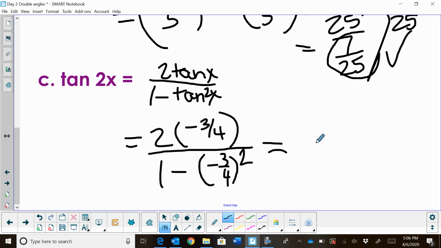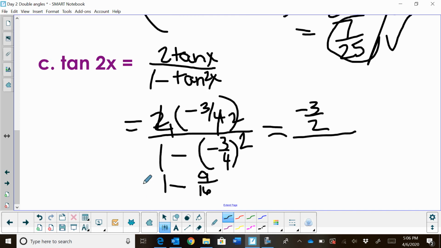So the product is on top, so let's see. This would be 2 over 1, and the 2 is going to cancel with a 4. So our numerator is negative 3/2. And our denominator is going to be 1 minus, and then that's going to square and become a positive. So that's going to be 9/16. So 1 minus 9/16, we're going to write this as 16/16 because that's 1. So that's 7/16. Then we have a complex fraction.